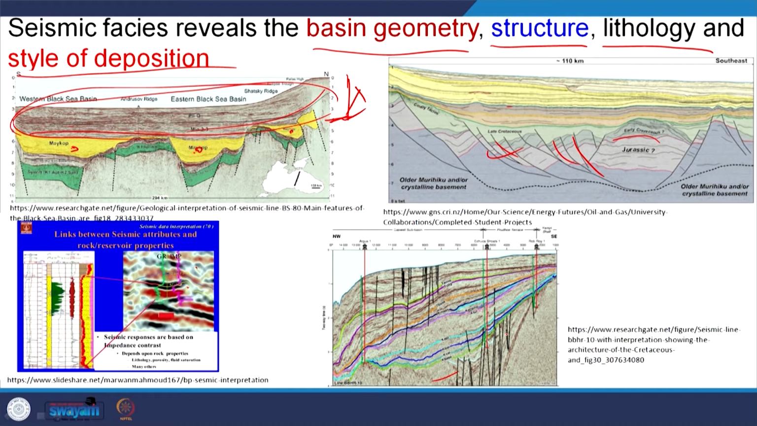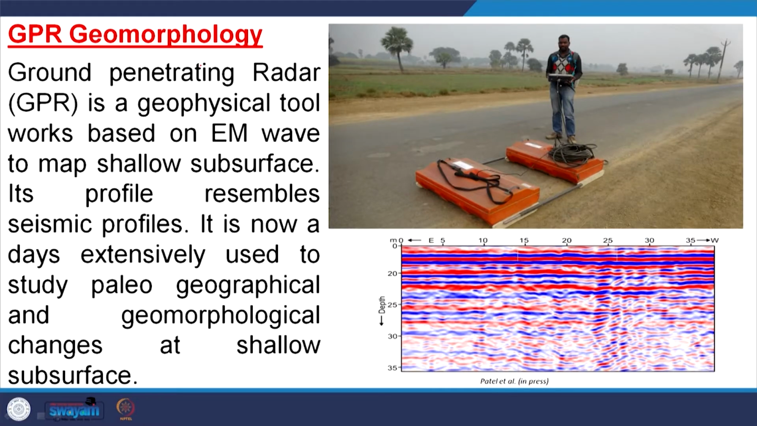So, the seismic stratigraphy or the seismic profile will reveal the information about the basin geometry, about the structure, about the lithology and about the style of deposition, which in turn are related to the geomorphic processes involved in their formation in geological past. So, like seismic geomorphology, we have another geomorphology that is called GPR geomorphology.